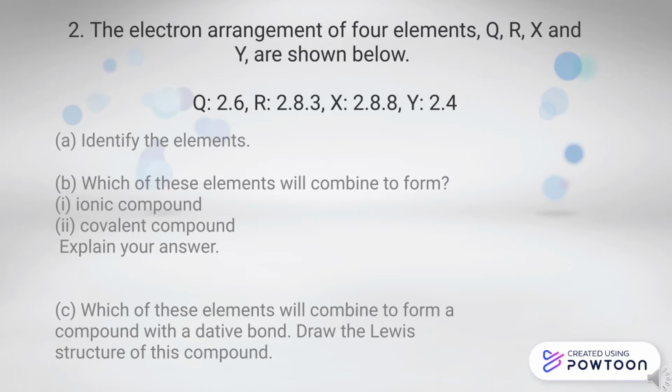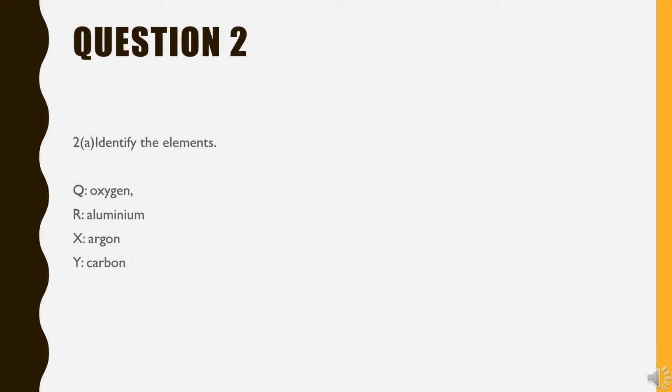Here's another question related to the ionic and covalent compound, and also the dative bond. Please have a look at the questions. The identification of elements by looking at the electron arrangement is very simple. The info we can obtain from electron arrangement are the number of shells and the number of valence electrons. By referring to the periodic table, I believe that you all can identify the elements. So, Q is oxygen, R is aluminium, X is argon, while Y is carbon.